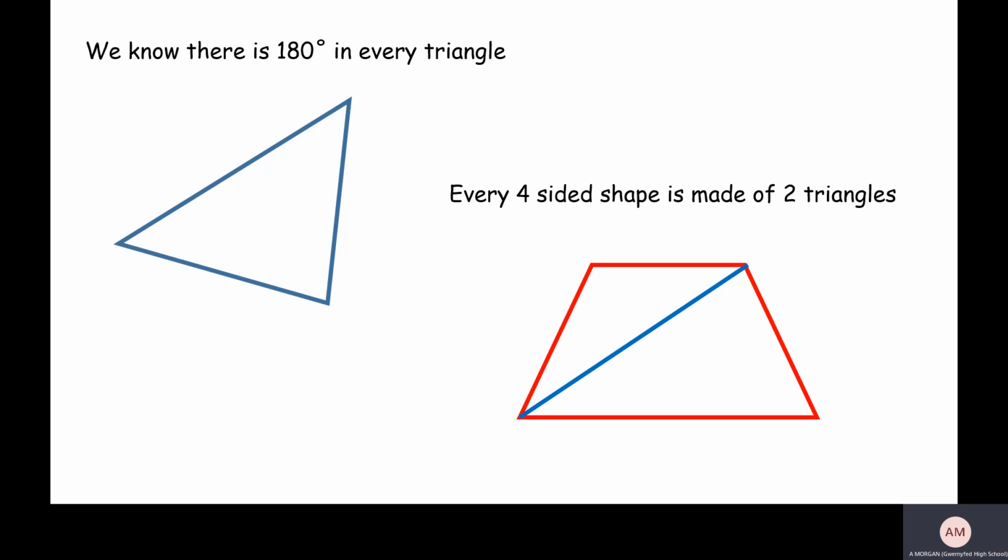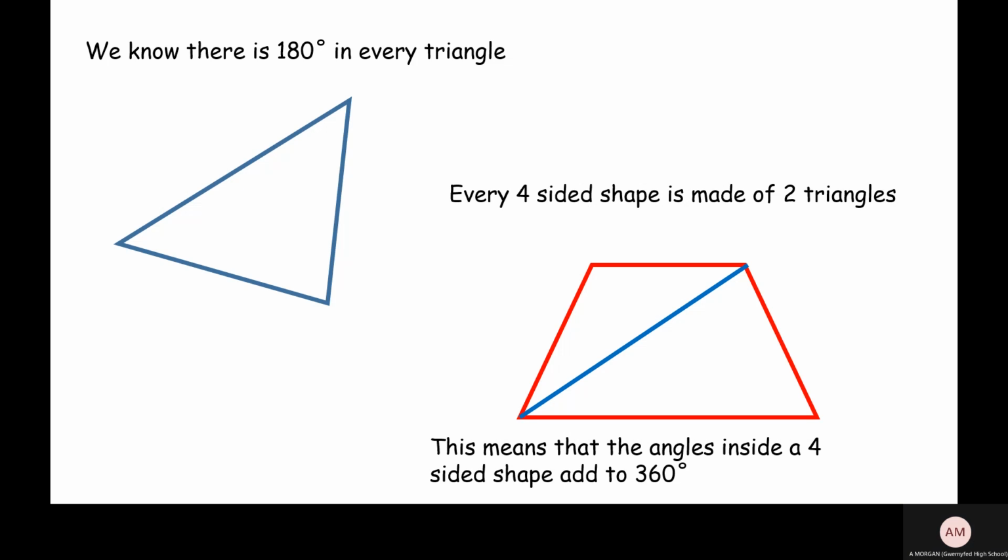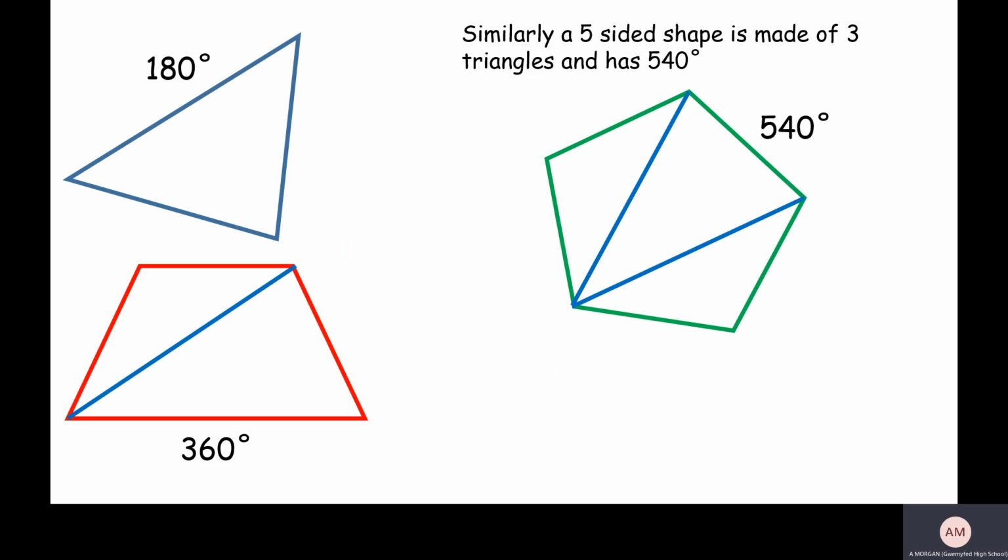And if each of those triangles has got 180 degrees, then 2 180 degrees means that there's 360 degrees total. And the reason I did this, even though we know in a 4-sided shape there's 360 degrees, is so that we can carry this pattern on. If we've got a 5-sided shape, then we've got 3 triangles, and it's 540 degrees.